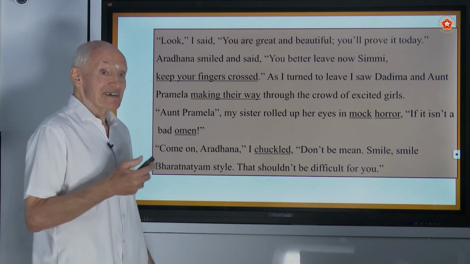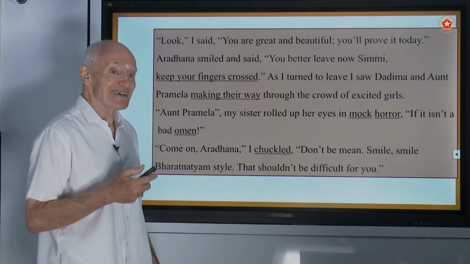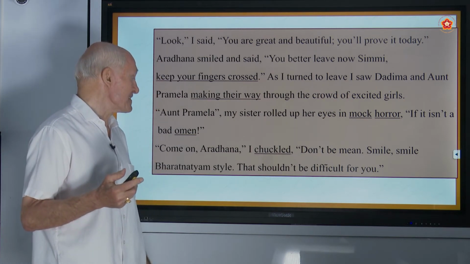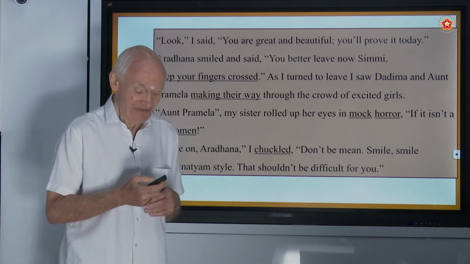"Come on, Ardhana," Simi said. I chuckled. "Don't be mean. Smile. Smile. Bharatanatyam style. That shouldn't be difficult for you."